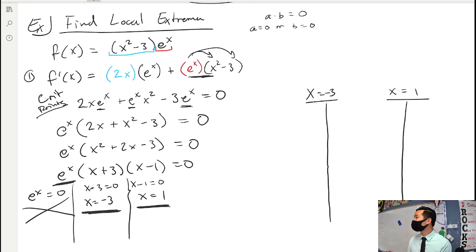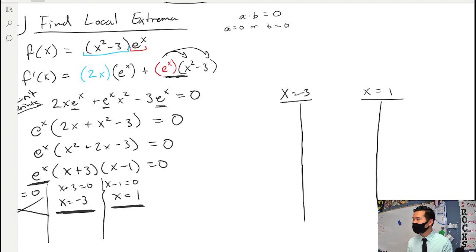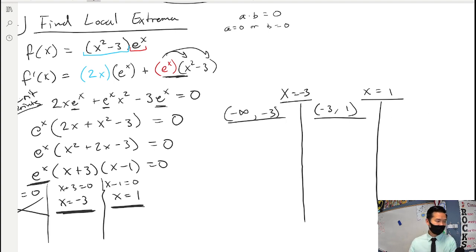The intervals that I have created now, how many intervals are there, by the way? Three. Do you see the 3 intervals? My second interval, which I'm going to write down first, is this interval right here from negative 3 to 1. What's another interval? Negative infinity to negative 3. And there's one more interval: 1 to positive infinity.